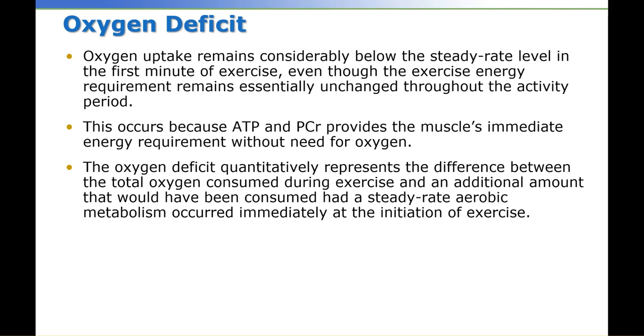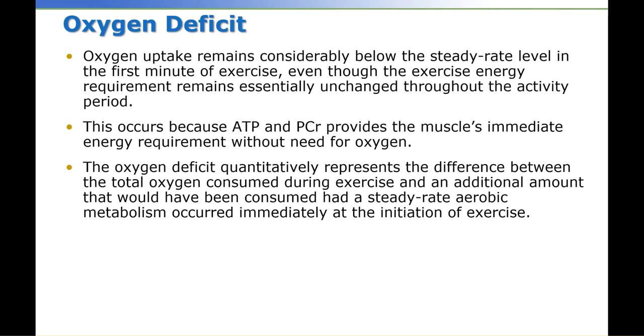Oxygen deficit. Oxygen uptake remains considerably lower, below the steady rate level, in the first few minutes of exercise, even though the exercise energy requirement remains essentially unchanged for the activity. And it's occurring because in the first minute you're still dealing with the ATP and phosphocreatine system providing the muscle's immediate energy requirement without the need for oxygen.